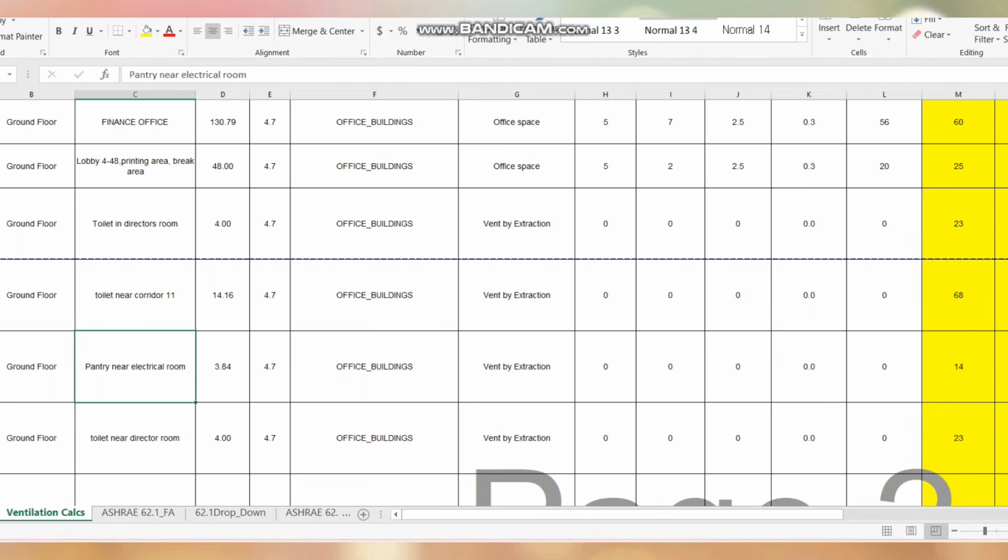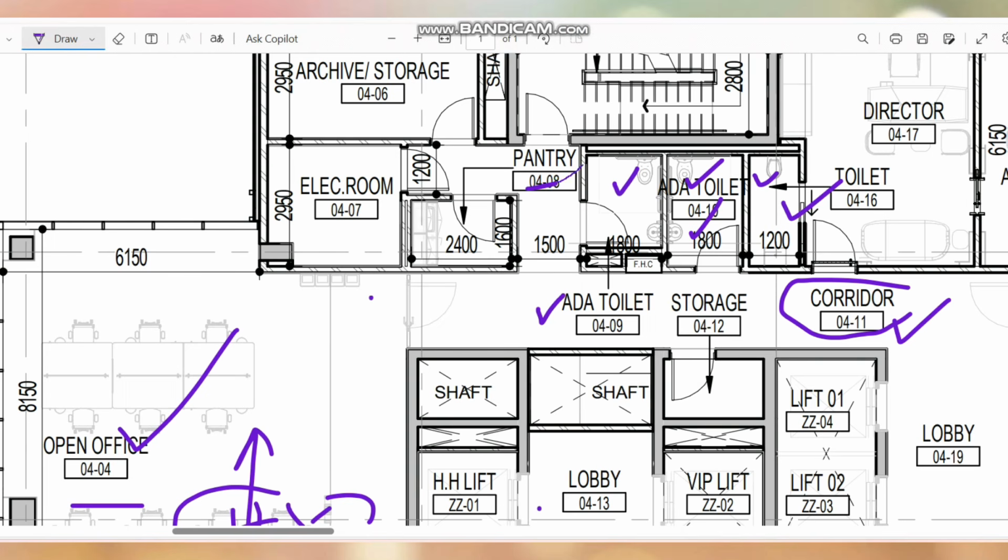Next we have the pantry near electrical room. If you go to the drawing, you can see we have one pantry here, and this is very near to the electrical room. You can mention the name 4-7 electrical room, and here we have one kitchen sink and one small electric appliance. In the office building normally there will not be heavy cooking. It's like a small micro oven and one coffee maker, so a very small amount of cooking operation happens in the office room.